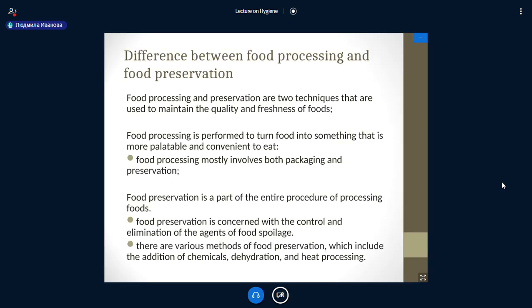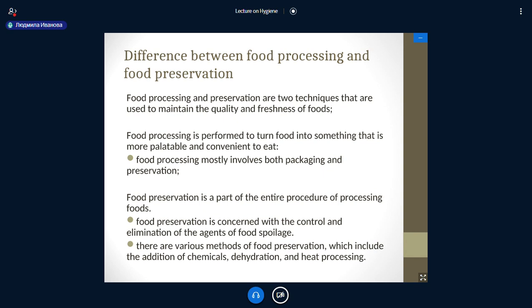Differences between food processing and food preservation. Food processing and preservation are two techniques that are used to maintain the quality and freshness of food. Food processing is performed to turn food into something that is more palatable and convenient to eat. Food processing mostly involves packaging and preservation. It means that these are technologies that are widely used today.